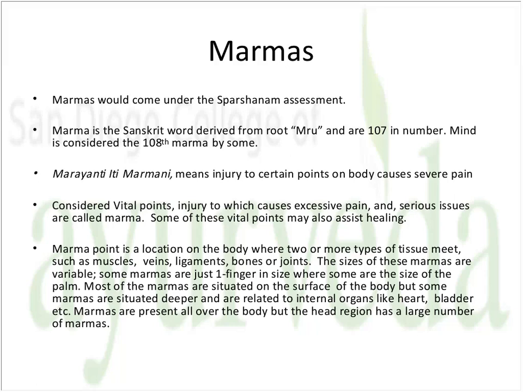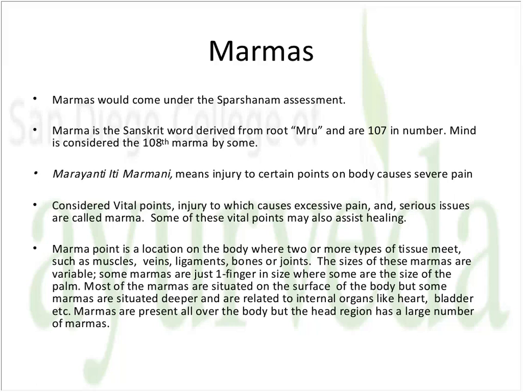Anyway, mariyanti iti marmani means injury to certain points on the body causes severe pain and can be fatal. There are 107 in number, and the Manas is considered the 108th marma by some. So what is a marma? What physically is a marma? It's a spot on the body where two or more types of tissues meet, such as muscles, veins, ligaments, bones, and joints. And their sizes can vary.